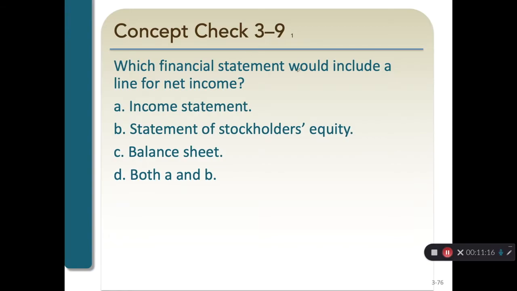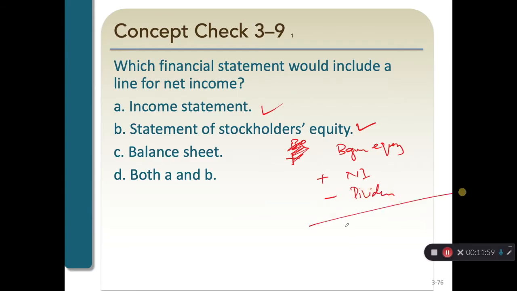Okay, so which financial statement would include net income? Oh, the income statement, right? And the statement of stockholders' equity, yes, because remember, stockholders' equity is the beginning balance plus net income minus dividends. This statement is always going to have a beginning equity, right? And then we will add net income, right? Minus the dividend, and that equals the ending equity. Okay, so net income is in the statement of equity, right? And we know this one is called retained earnings for this period, hence this one.